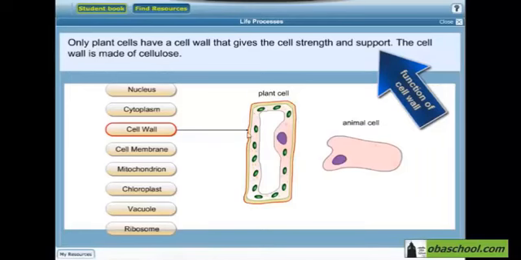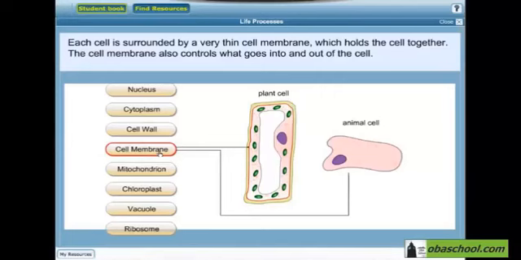As for animal cells, they don't have a cell wall to give them a specific shape. So different types of animal cells will have different shapes. Like for example, the cells in the brain will have a different shape than the cells of the bones. As for plant cells, they will always be rectangular and they will have strength and support, all because of the cell wall. The cell wall is also made of cellulose. This is an important thing to note. Cellulose is a type of sugar, and it makes up the cell wall.